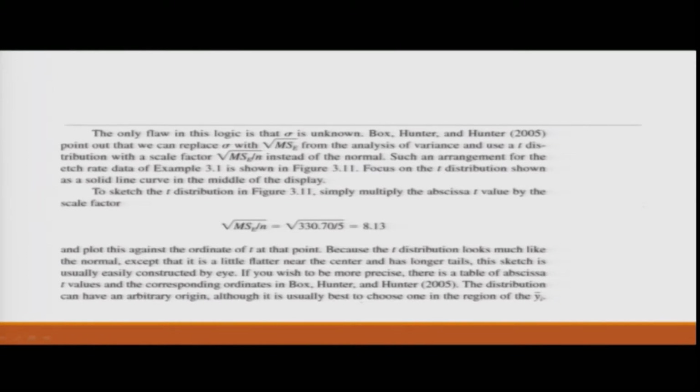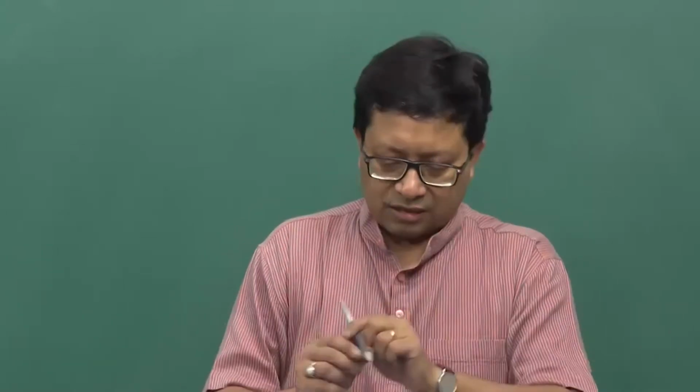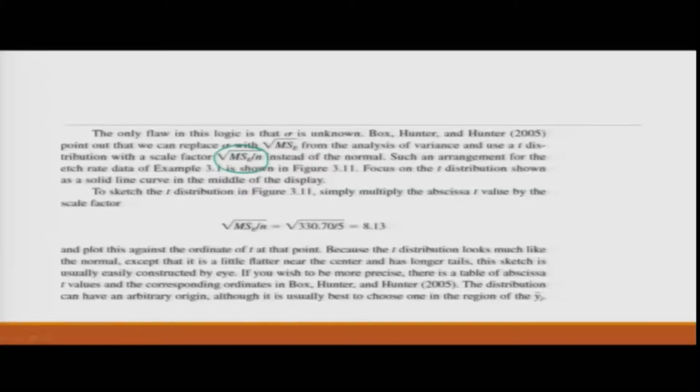So, if you follow the book, the paper of Box, Hunter and Hunter, they point out that you replace sigma with the mean square error from the analysis of variance and use a t distribution with the scaling factor of mean square error divided by n. So, that is the whole square root, because you have sigma square by n, and the square root of that. So, MSE is the mean square error, you find the square root, and n, you find the square root. So, everything is given in the square root as given in this formula.